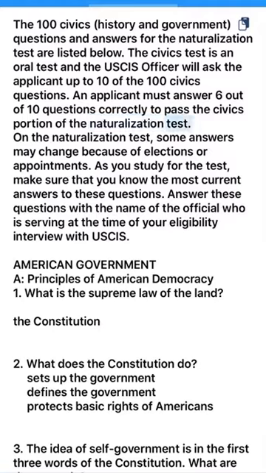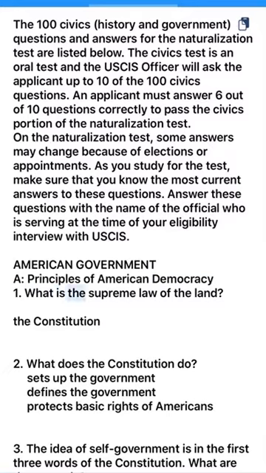naturalization test. On the naturalization test, some answers may change because of elections or appointments. As you study for the test, make sure that you know the most current answers to these questions. Answer these questions with the name of the official who is serving at the time of your eligibility interview with USCIS. American government. A. Principles of American democracy.